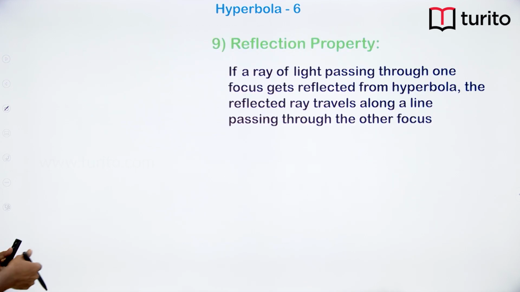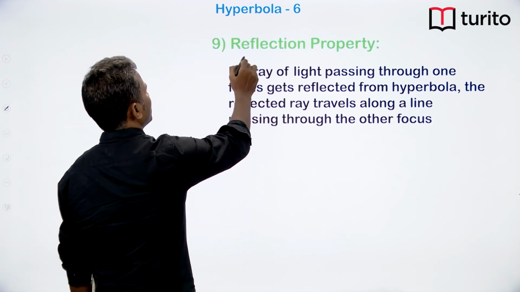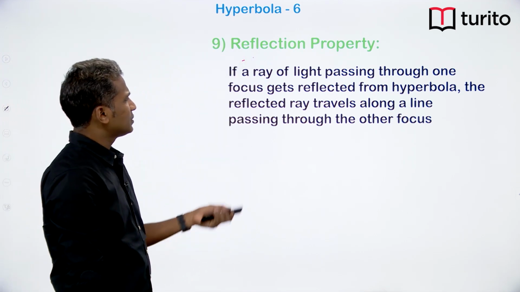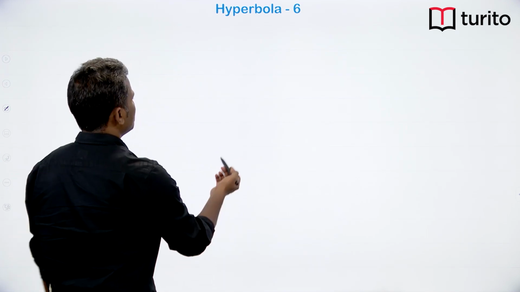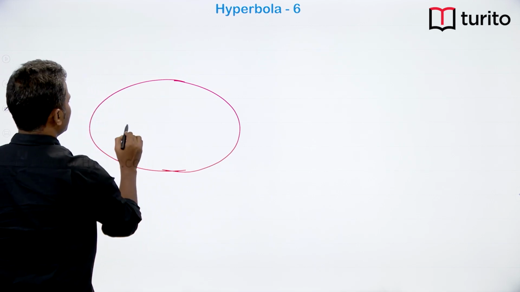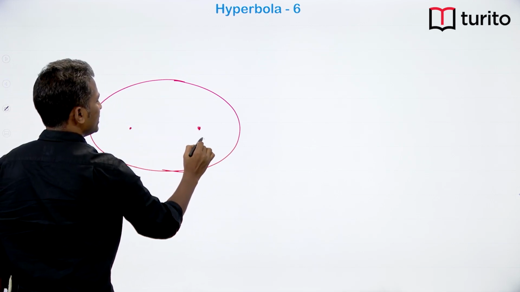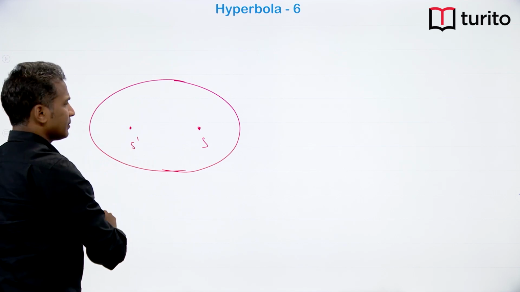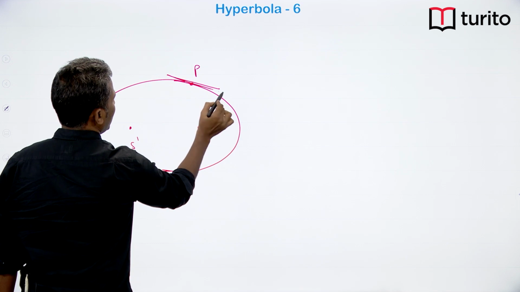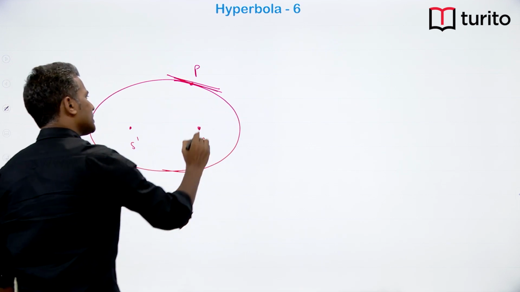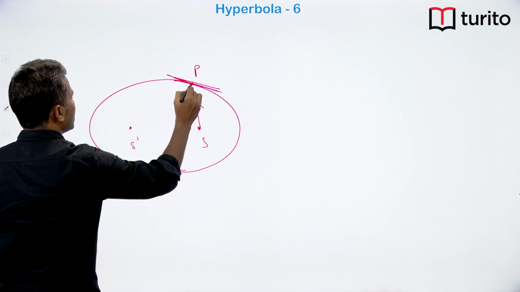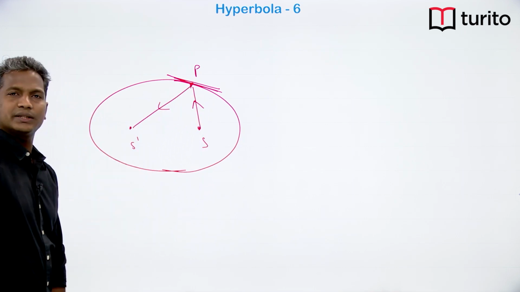Okay. So the next property is called the reflection property. Now what is the reflection property here? I'll just explain it here. Suppose we take an ellipse, and let us say there are 2 foci here, S here and S dash here. There is a point P here, and any light ray passing through S, when it gets reflected at P, the reflected ray will pass through S dash.